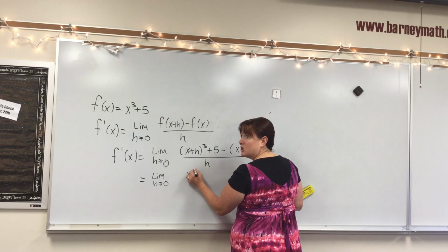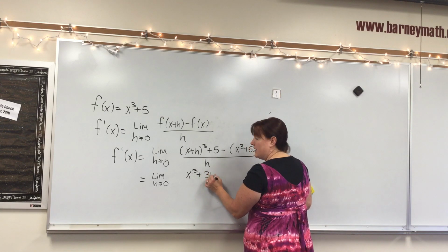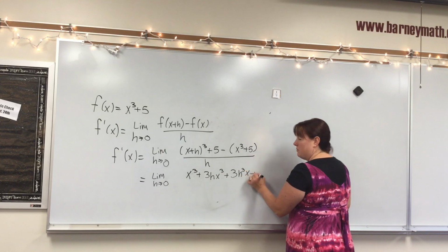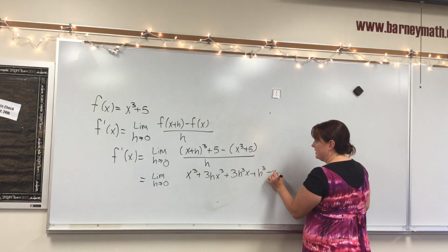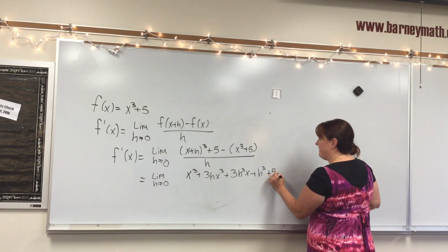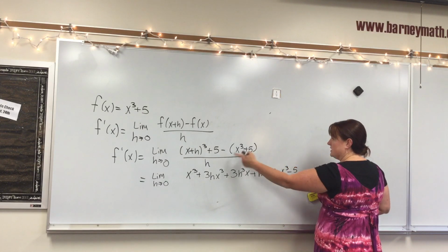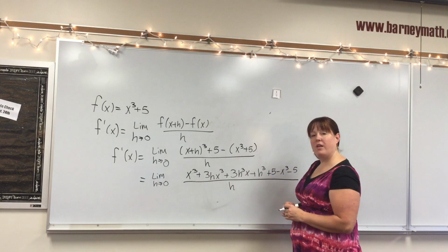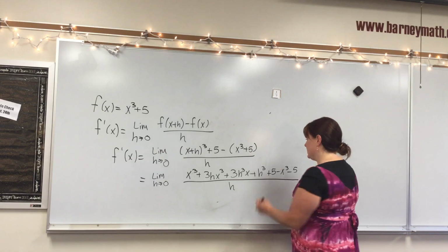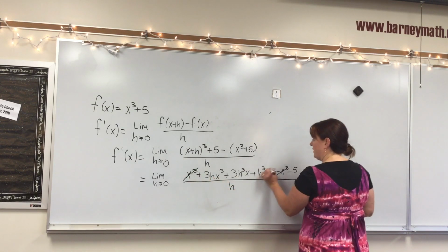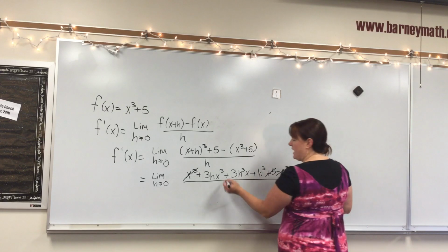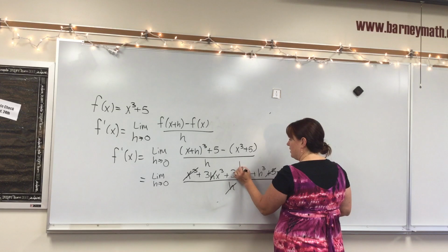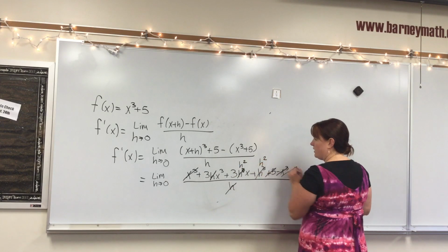So we have x cubed plus 3hx squared plus 3h squared x plus h cubed, plus 5 minus x cubed minus 5, because I distribute the negative sign. And then I put it all over h. Whew, that's intense, right? But watch this. The x cubes cancel each other out. The 5's cancel each other out. And this has an h here, that h becomes h squared, and this becomes h squared.